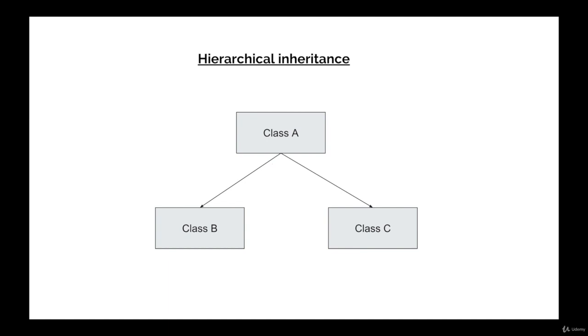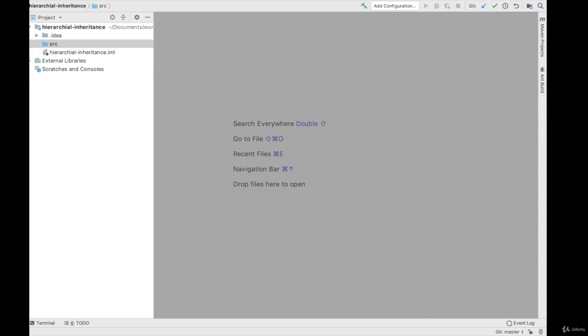So in this lecture, we are going to take a look at how you can implement hierarchical inheritance in object-oriented programming using Java. On my screen, you can see how hierarchical inheritance is implemented. We have class B and class C which extend class A. So both these classes extend the same class, and we are going to implement this particular relationship.